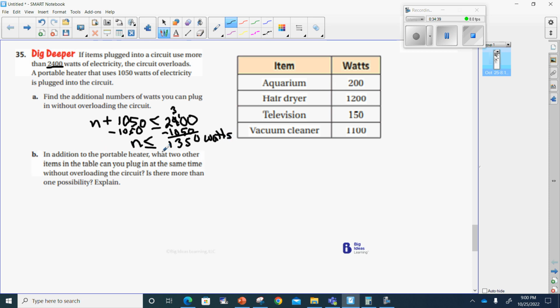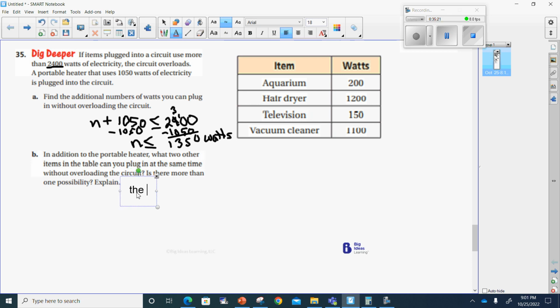In addition to the heater, remember this was the heater that we plugged in, right? What two other items on the table could you plug in at the same time without overloading? So the sum of these things can't be more than 1,350. All right. I know if I add 200 and 1,200, that's going to be 1,400, and that's more. Can't do that. I have 1,100. I can add that to 200 to get 1,300. So the aquarium and the vacuum cleaner will work.